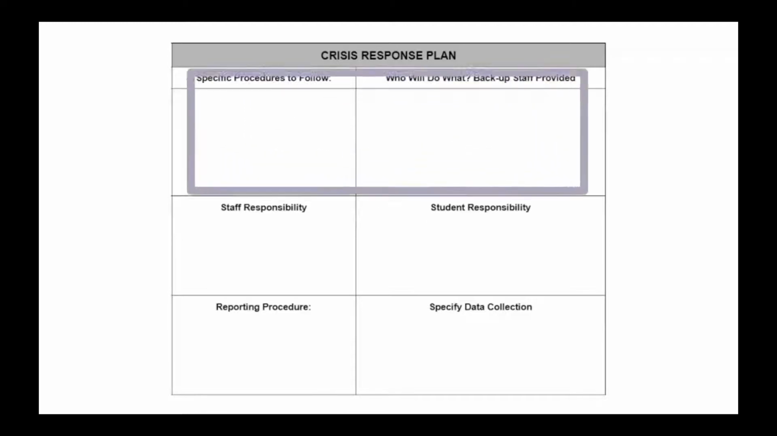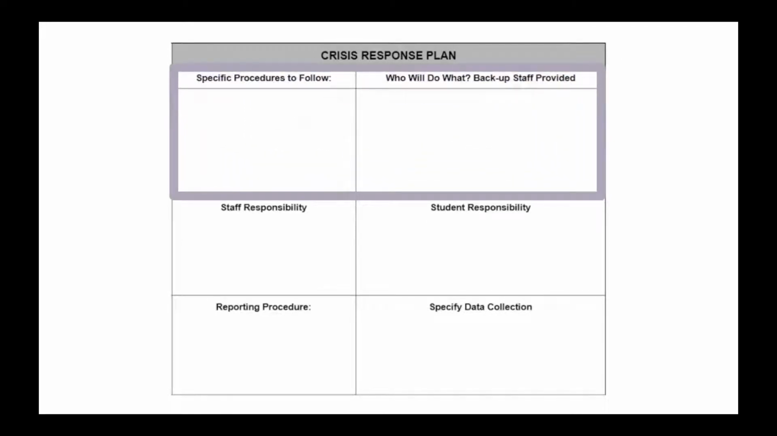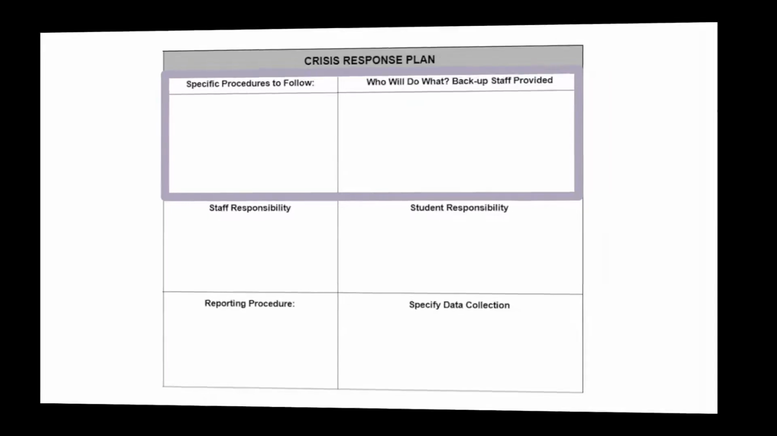Shown here is the portion of the crisis plan template for the specific procedures. In this first box, you will list the procedures to follow. In the second box, you will identify who will be doing each step or procedure. It is important to identify backup staff in the event the primary staff member for the procedure is absent or unavailable.